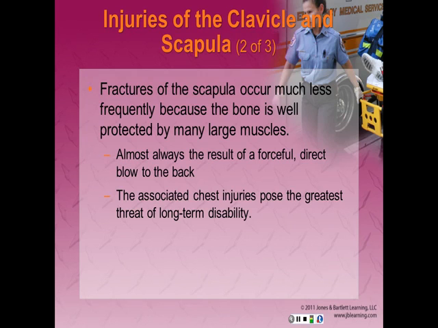The joint between the outer end of the clavicle and the acromion process of the scapula is called the acromioclavicular joint, or the AC joint. This joint is frequently separated during football or hockey when the player falls and lands on the point of the shoulder, driving the scapula away from the outer end of the clavicle. This dislocation is often called an AC separation.